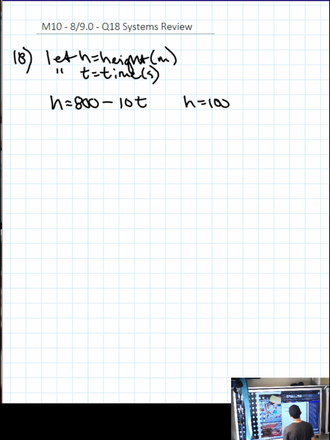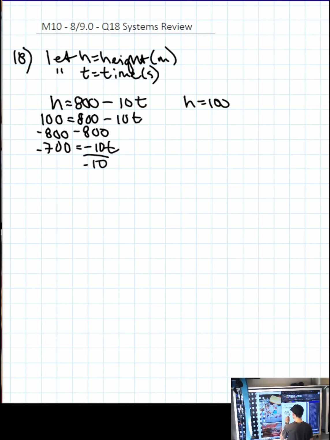So if H equals 100, we can substitute that into the equation on the left. 100 equals 800 minus 10T. We can subtract 800 from both sides, and we'll get negative 700 equals negative 10T. Divide both sides by negative 10, and T equals 70 seconds. So, when will it reach the building? That is the time that it will reach the building.